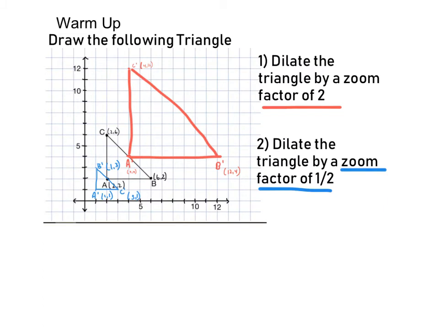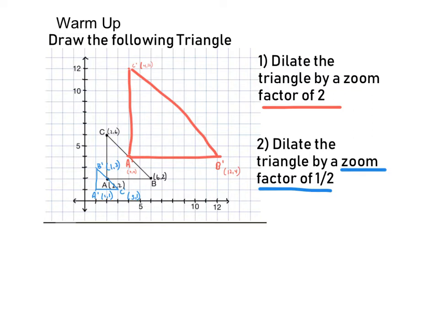Hopefully you guys got something that looks like this. The triangle I drew in red was stretched by a factor of 2, and again that was done by multiplying each of the vertices by 2. The second one I did in blue is a zoom factor of 1/2, and you notice that the triangle is smaller. It hasn't changed its orientation, it hasn't rotated at all, but it is smaller by a factor of 1/2.